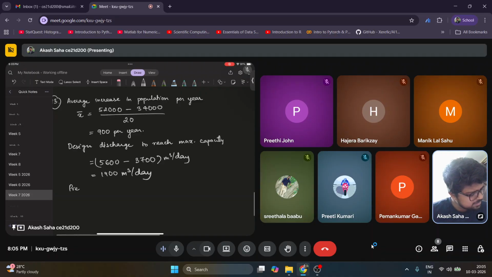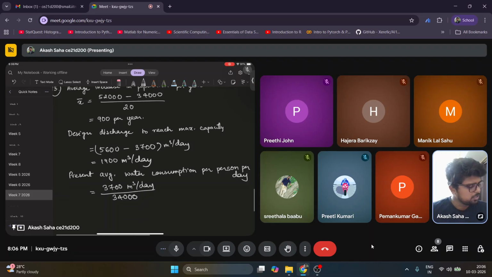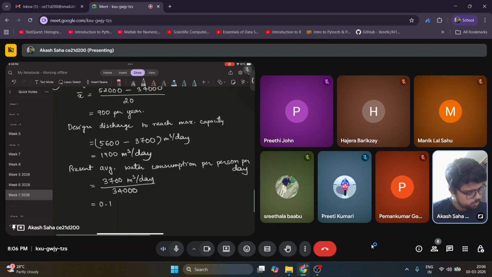Now, what is the present average water consumption per person per day? That is equal to 3700 meter cube per day for 34,000 people. So we need 0.1088 meter cube per person per day.